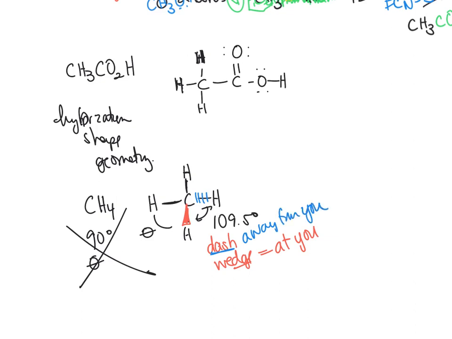Okay, and if you draw it with a line here, then this is in the plane. So this is like a plane, a piece of paper. And when you do the dashes here, this hydrogen is going behind the piece of paper, and the one on the wedge is coming at you on the piece of paper. And each one of these bond angles is 109.5 degrees.